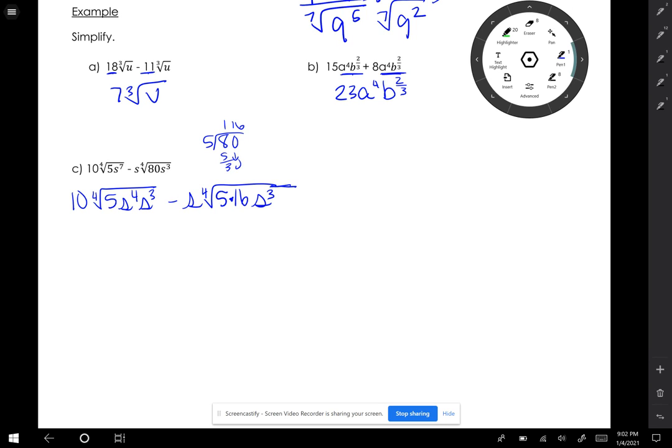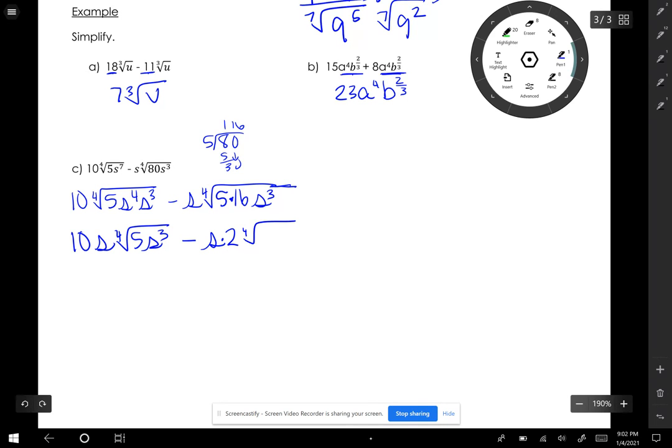Okay, so now let's go back to the beginning. We have that 10. For the fourth root, I can't find the fourth root of 5, but the fourth root of s to the fourth is just s, so I'm going to put one s on the outside. And then what's underneath that fourth root is 5s cubed. Minus, on this other part, we have an s on the outside. Underneath the root, I don't know the fourth root of 5, but I know the fourth root of 16 is 2. So I'm going to do times 2. So under that fourth root, we are still going to have the 5 and the s cubed.